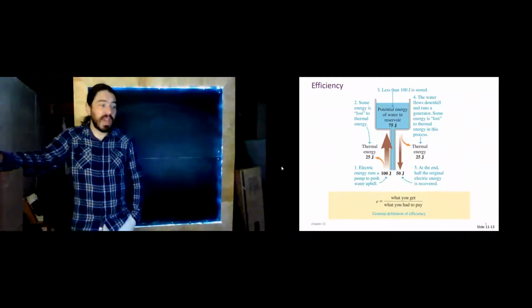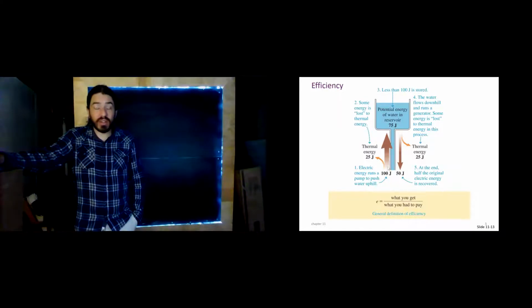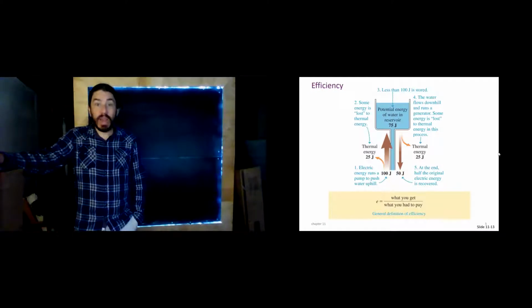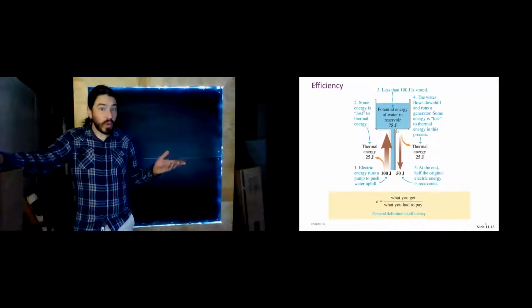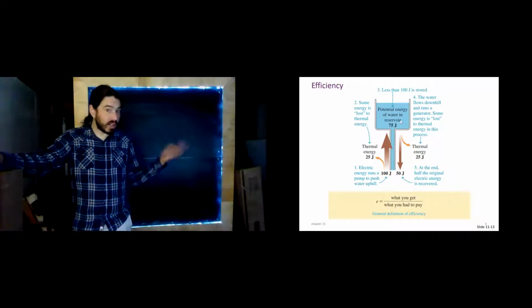So let's just say that it costs us 25 joules of thermal energy in order to get this 100 joules of water pumped up here. Well, we had 100 joules to start with, but we did not store 100 joules. We only stored 75 joules. Why? Because we created 25 joules of thermal energy. Okay, well now it's stored there.